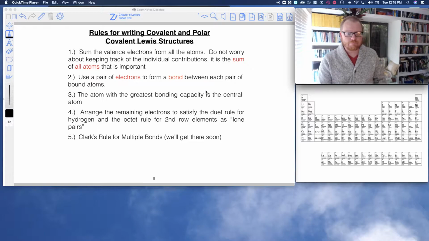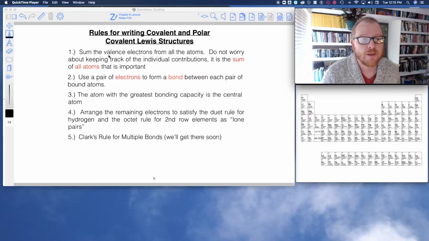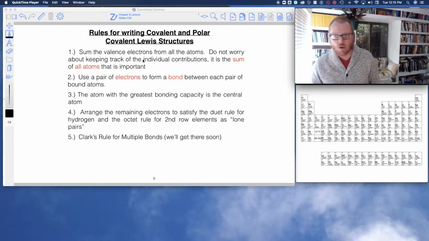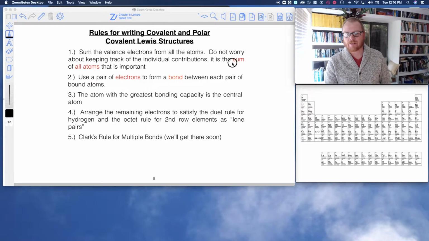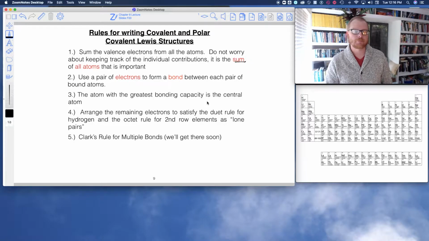So first, rule number one: sum the valence electrons from all the atoms. Don't worry about which has which. Just add them all up. I'm going to go through examples of this, so we'll see how to do it. Add up all the valence electrons, and keep track of that sum.